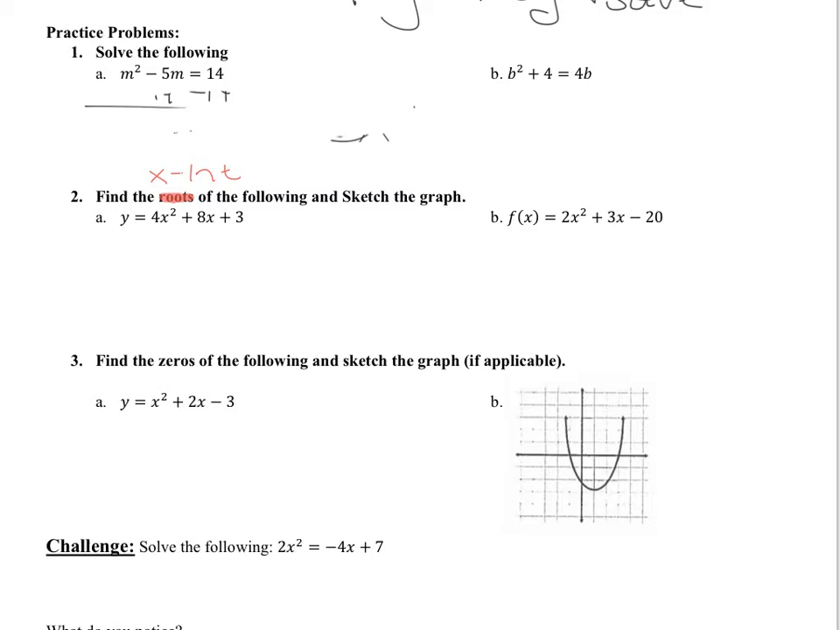So I'm going to plug 0 into y, and now I have 4x squared plus 8x plus 3. I'm pretty sure on your piece of paper, this example has a typo in it. Make sure your example matches the one that's on the board right now.